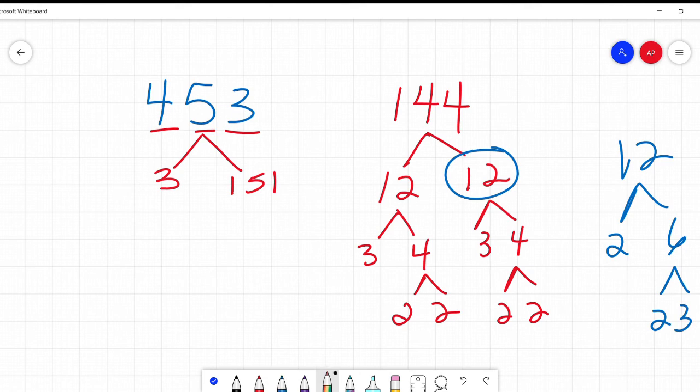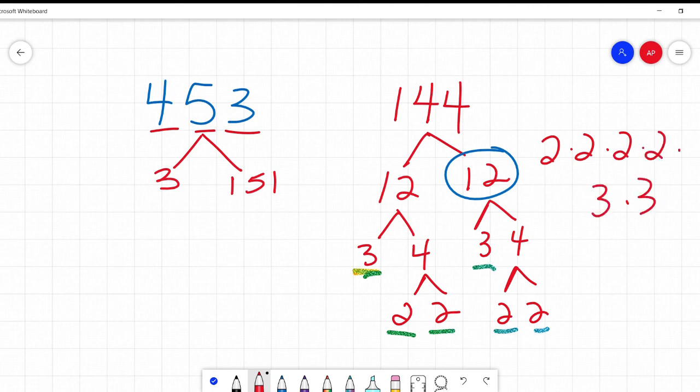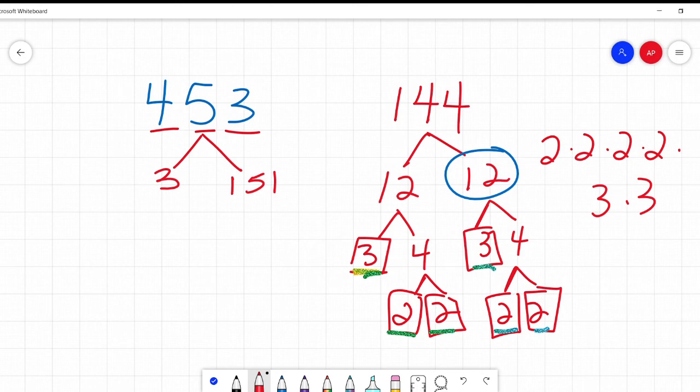Because it's all of the things at the bottom of the tree. We got 3, 2, and 2. 3, 2, and 2. And look over here, there's 3, 2, and 2. So you get to the same answer regardless. It's fine. So 144 is the same as 2 times 2 times 2 times 2 times 3 times 3. That is its factorization. You're trying to get so that it's all prime numbers. You're getting down to the prime numbers that you can't factor anymore. And then you've factored it completely.